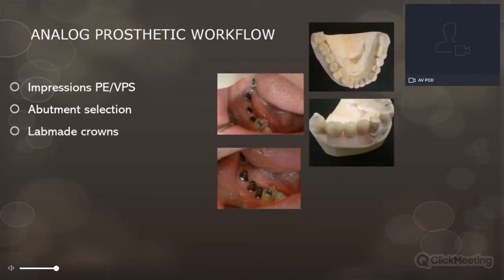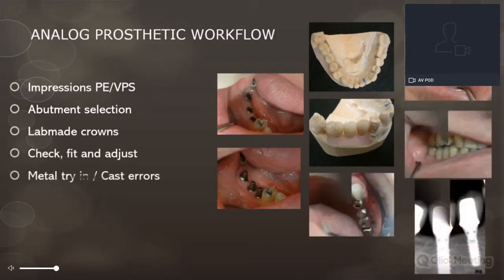There's a lab stage involved. After the impressions of having the lab crowns made, these lab crowns then return to us within a few weeks, and then we check, fit, and adjust the crowns. What happens in larger cases? Sometimes there can be a casting error, or there might be a necessity to do a metal try-in, especially in the free end saddle, where the articulation becomes a little bit more difficult, and it adds another stage into the workflow, which again extends the analog prosthetic workflow.